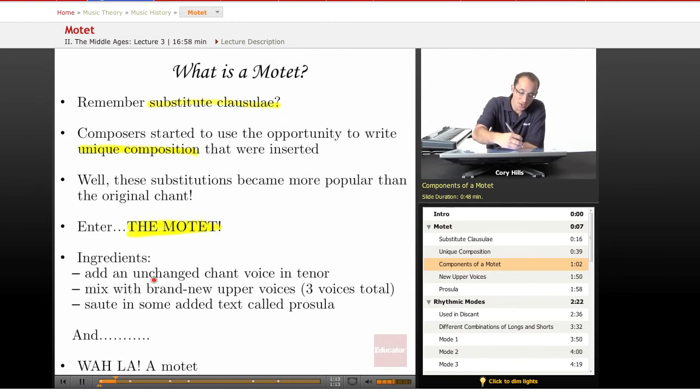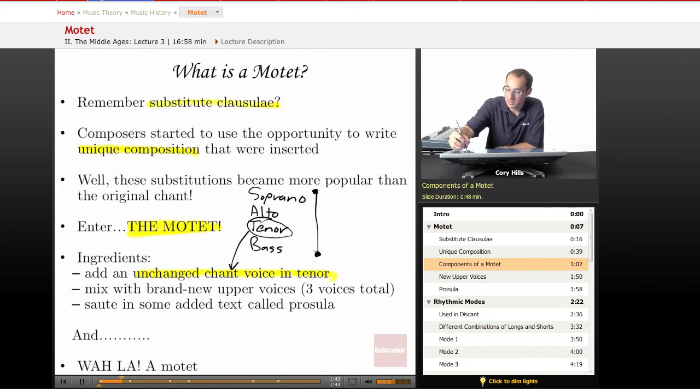ingredients. Add an unchanged chant voice in the tenor. Now, if you remember, or I don't know if you remember or if you just know this, we have bass, tenor, alto, and soprano. These are the four main voice types. They go from high up here down to low here. So the tenor is where we would have the chant voice. So you put the actual chant there, unchanged, just put it there.